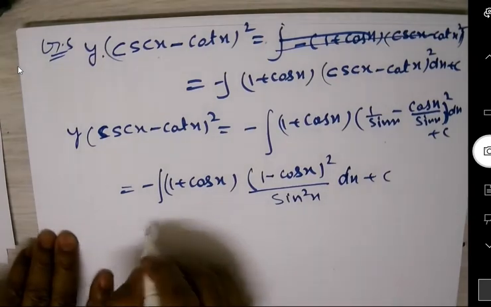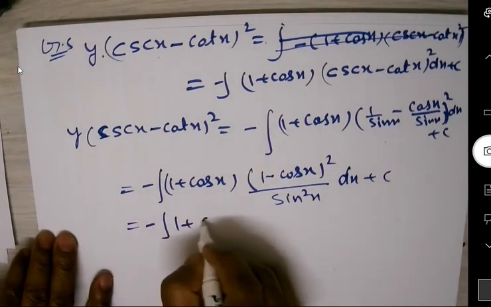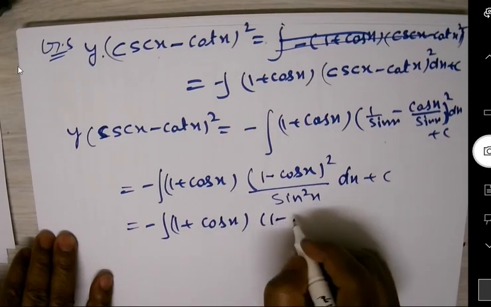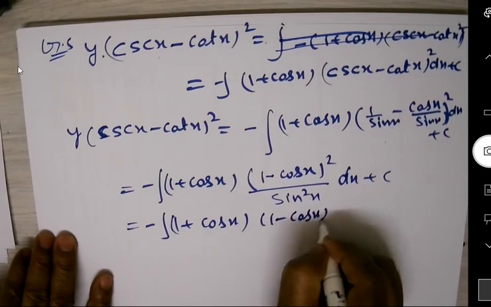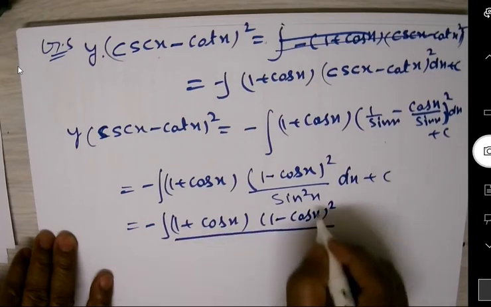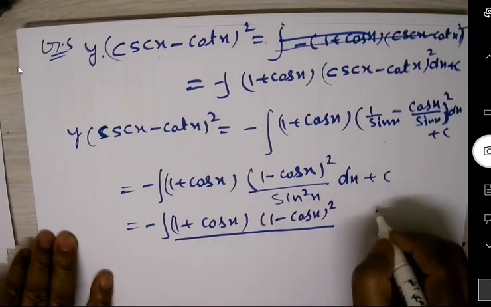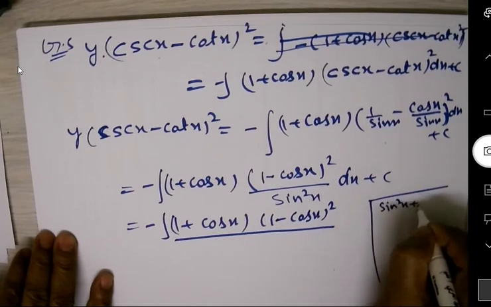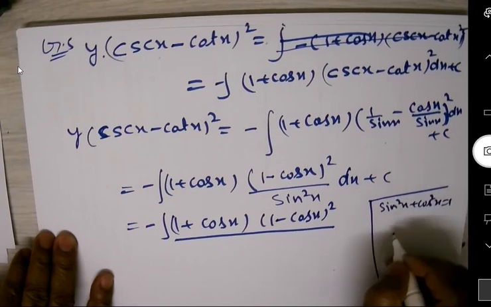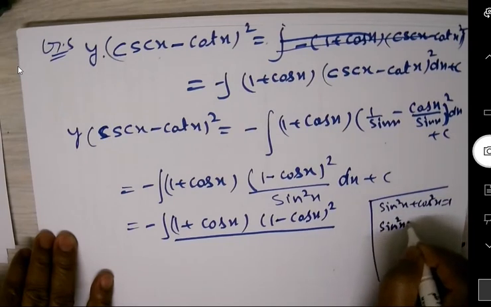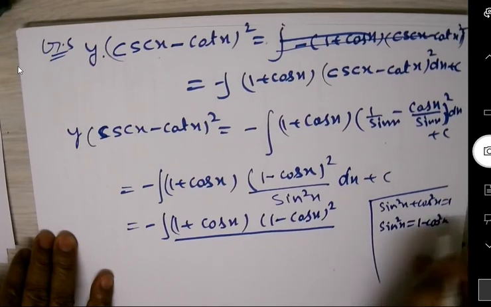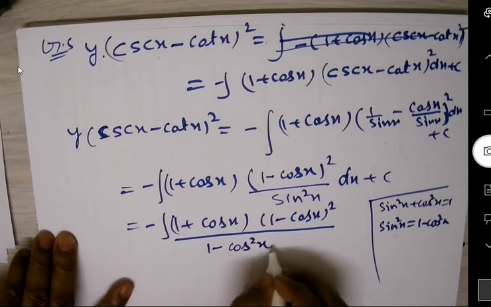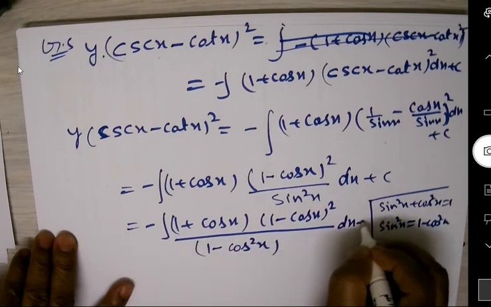So what we have to do? See, minus 1 plus cosine x, that is 1 minus cosine x whole square. Because I do not know what is the integration of this one, what we have to do is just use this: sin square x plus cosine square x is equal to 1. So what is the value of sin square x? Sin square x means 1 minus cosine square x. So in place of sin square x, replace that one, 1 minus cosine square x dx plus c.